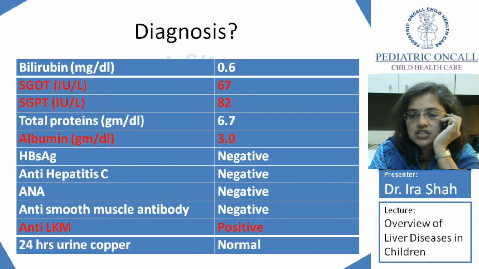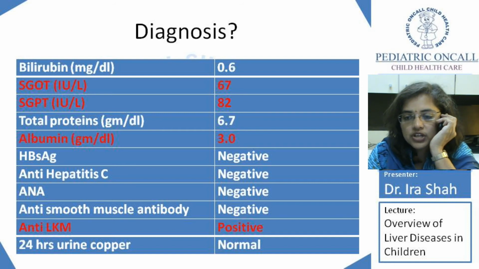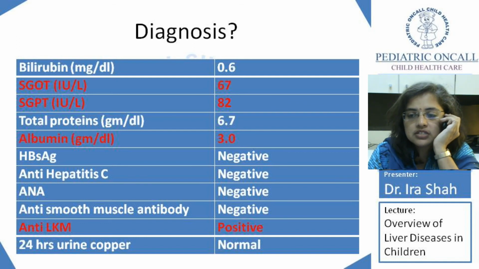So hepatitis B, C was ruled out, Wilson's was ruled out, and this was autoimmune liver disease, which on biopsy will classically show interface hepatitis on liver biopsy. So treatment here would be steroids and probably azathioprine in this child.